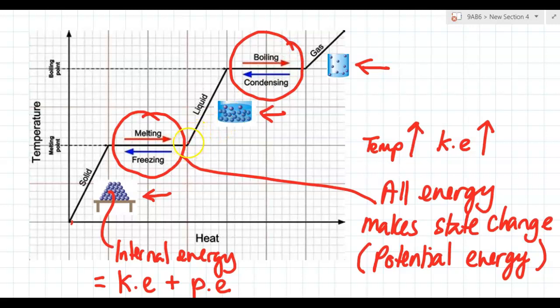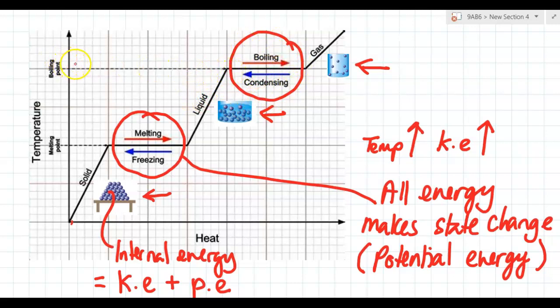Exactly the same thing would happen if we kept heating up liquid water: hot water, hotter, hotter, boiling, 100 degrees C. The water would stay at 100 degrees C until every bit of it had boiled and turned into a gas. So only steam, water in the form of steam, can be hotter than 100 degrees C, but liquid water can never be hotter than 100 degrees C.